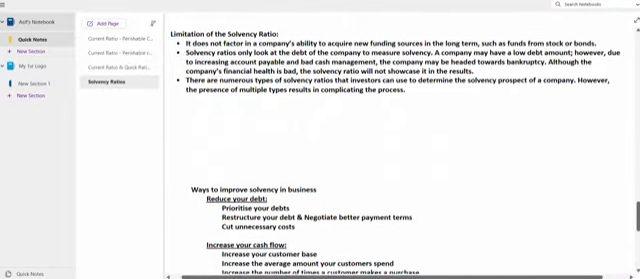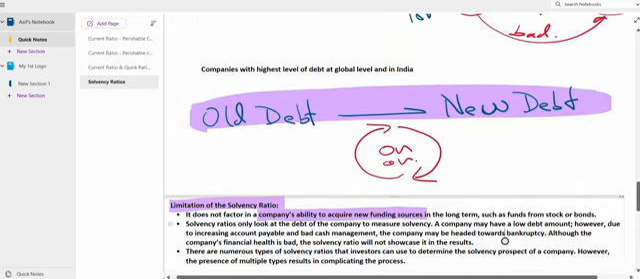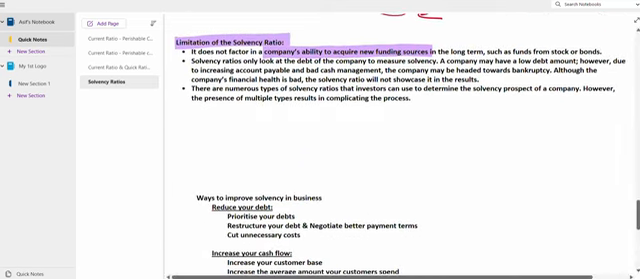Okay, now let's look at some of the limitations of the solvency ratio. Now this is about what we talked about. Solvency ratio doesn't cover the company's ability to acquire new funding. All these multinationals will get new debt to pay off their old debt, and the company runs. One limitation. The next one is it simply measures the debt.